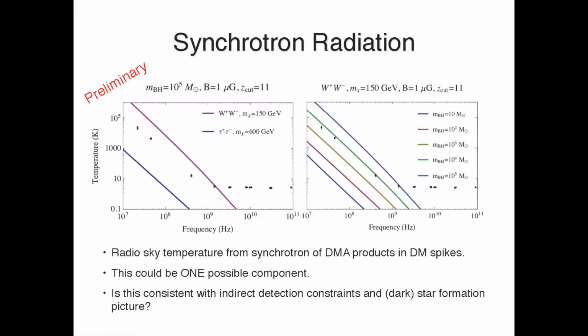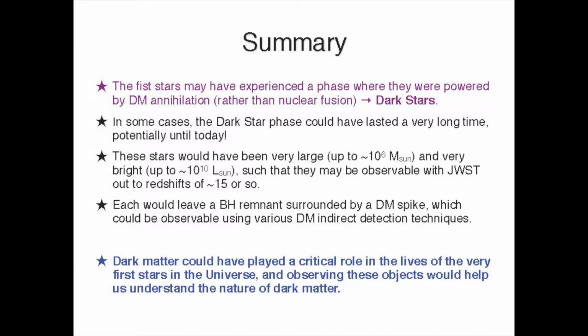But this is the synchrotron radiation that you would expect in a model with a fairly large black hole and a magnetic field of 1 microgauss. The point here is that you can potentially explain the ARCADE excess, and this should really just be viewed as a demonstration that this type of substructure can get the job done. Okay, so with that, I will summarize.